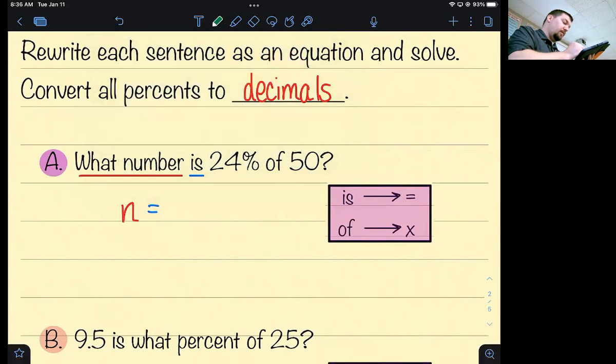Underline the number, or the percentage, I should say, 24%. I have to convert that into a decimal so I can use my calculator. What is 24% as a decimal, Frank? Good, 0.24.